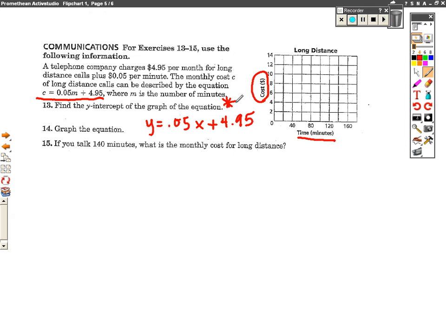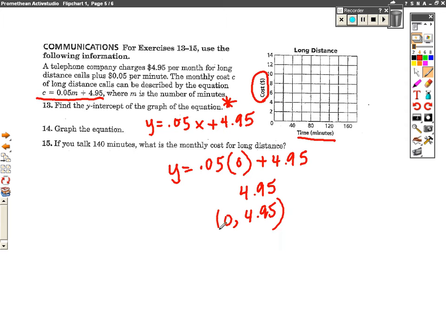Well, remember, the y-intercept is the point where it crosses the y-axis, and we always know that the x is always going to be 0. So I'm going to take my equation, and I'm just going to simply plug in a 0 for x and solve. You end up getting 4.95. So the point would be (0, 4.95). That's the y-intercept. So I know 4.95 is about right there. That's where the graph is going to start.